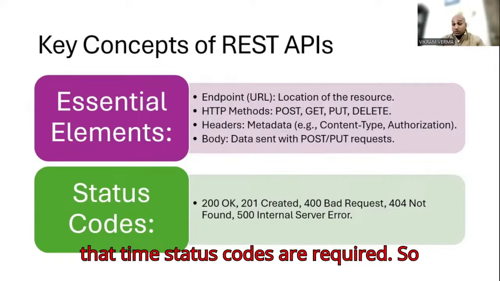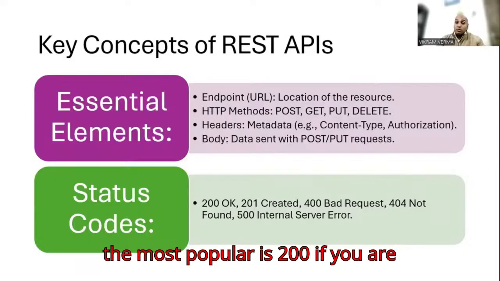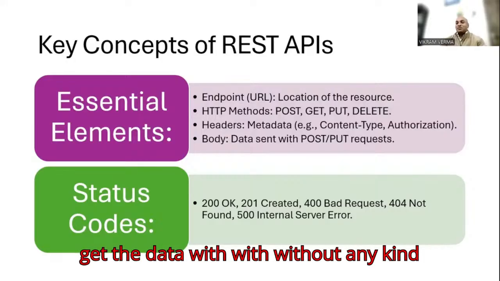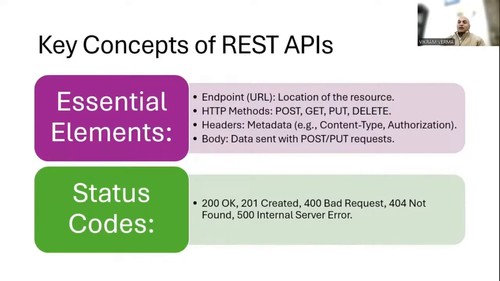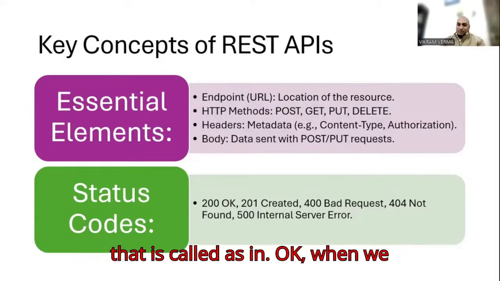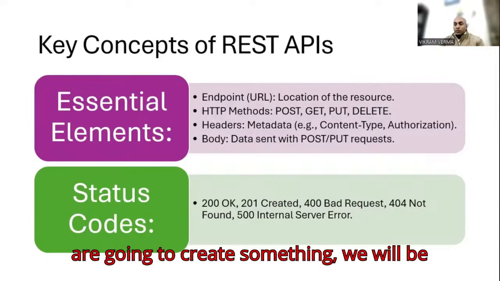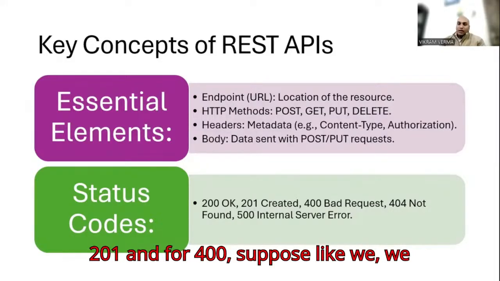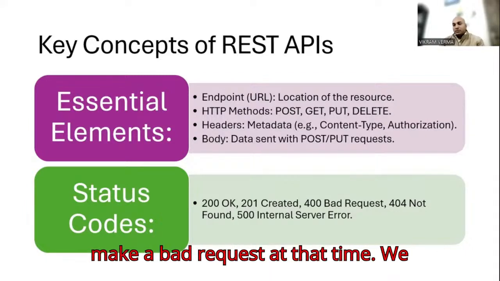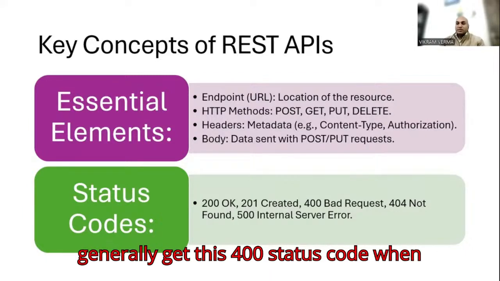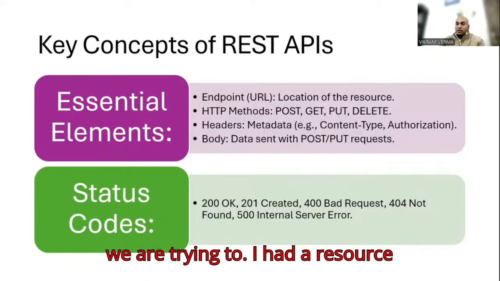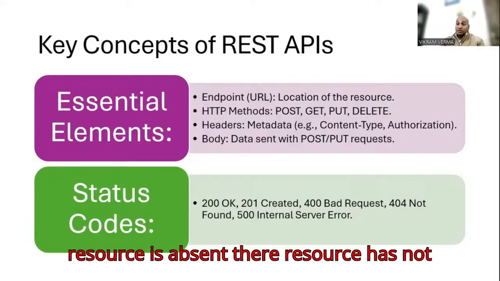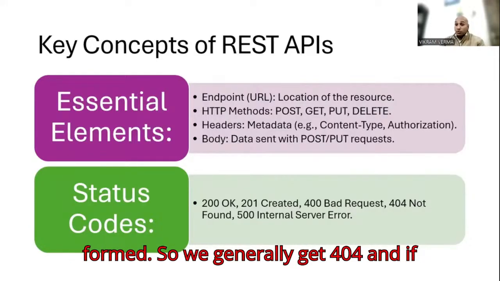At that time, status codes are required. The most popular is 200. If you are a developer and you are able to get the data without any hassle, at that time you can see this particular 200 status code, which is called OK. When we are going to create something, we will get the status code 201. And for 400, suppose we make a bad request, at that time we generally get this 400 status code. When we are trying to get a resource and the resource is absent there, not found, we generally get 404.